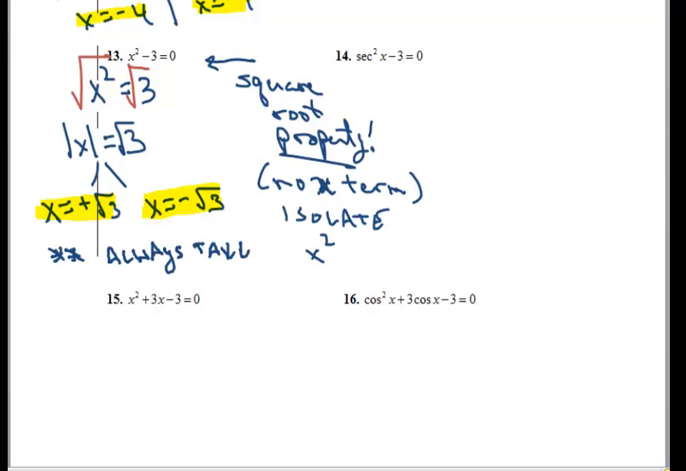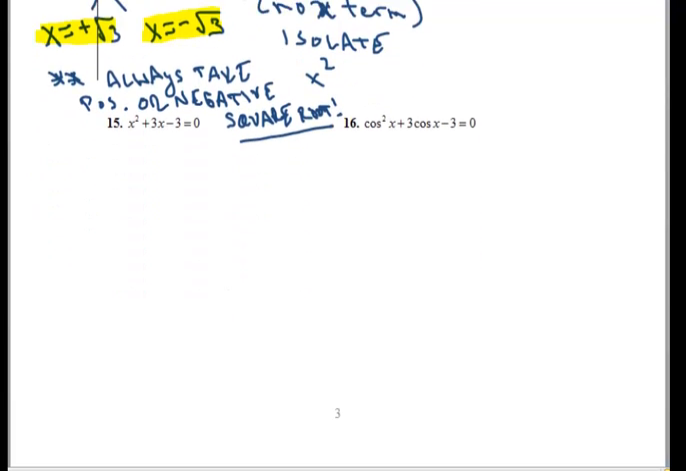Always take positive or negative square root. You've got to take both when you're solving an equation, right?